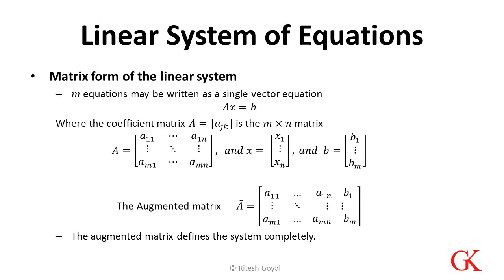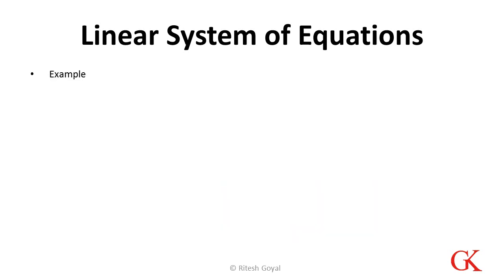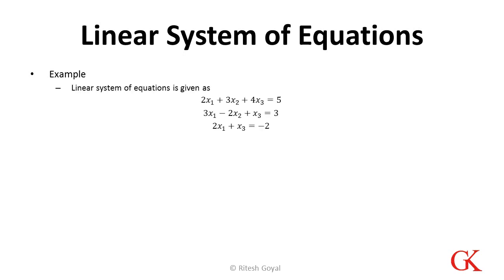So the augmented matrix defines the system completely. Always remember the augmented matrix and how we get it. Now, just an example to convert a linear system of equations to a matrix. We have been given a linear system of equations like this. There are three equations with different coefficients and different resultants.